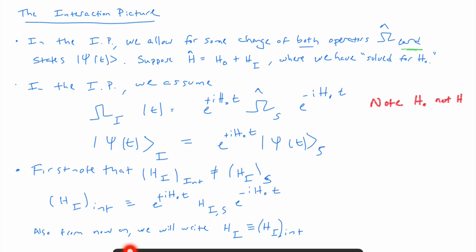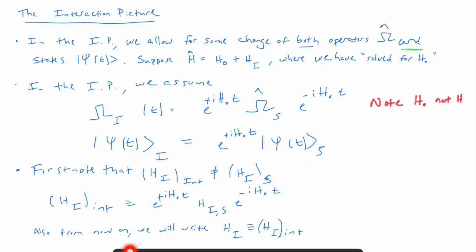First, note that H sub I, the interaction part of the Hamiltonian, is not going to be equal to H sub I in the Schrödinger picture. So H sub I in the interaction picture, which here I wrote as H sub I comma int, just to be clear, is not going to be equal to H sub I in the Schrödinger picture. In fact, this is the actual definition. H sub I in the interaction picture is equal to H sub I in the Schrödinger picture, just from this formula for any operator, pre-multiplied by e to the plus i H naught t, and post-multiplied on the right by e to the minus i H naught t.